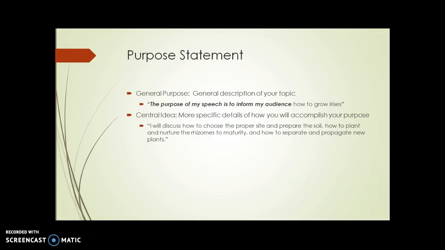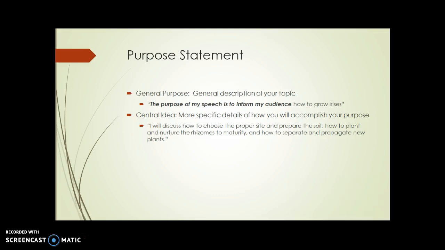For example, suppose your speech was about growing the beautiful flower irises. You could say, "The purpose of my speech is to inform my audience how to grow irises." Your central idea will be, "I will discuss how to choose the proper site and prepare the soil, how to plant and nurture the rhizomes to maturity, and how to separate and propagate the new plants."